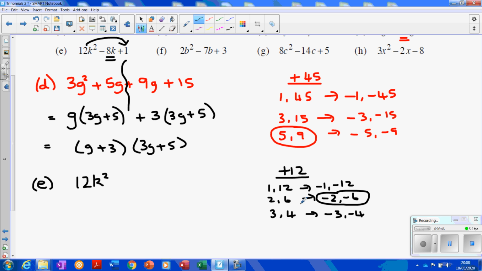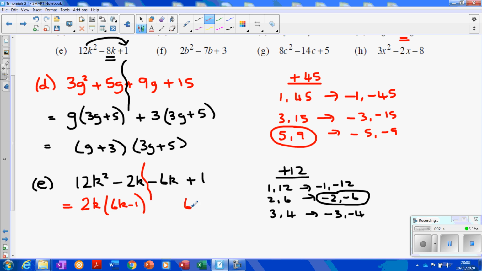And this minus 8k is going to be split into minus 2k and minus 6k, and at the end we've got a plus 1. Okay, split it down the middle and take out your highest common factor from the first half, which is going to be 2k, and that leaves me with 6k minus 1 in the bracket.